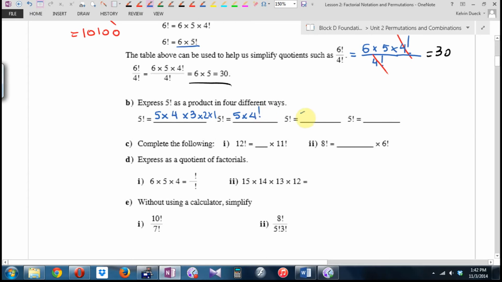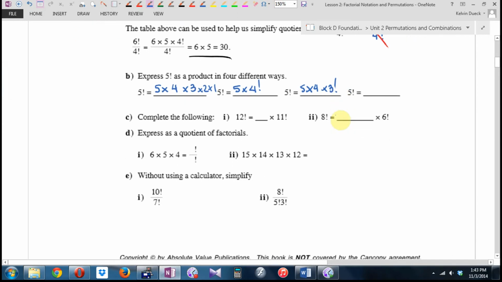It's also 5 times 4 times 3 factorial. It's also 5 times 4 times 3 times 2, whatever. I'm not going to do all of them. But I want you to realize that when you see the exclamation point, what you're seeing is a long descending multiplication equation. And you can stop wherever you want and replace the rest with factorials.